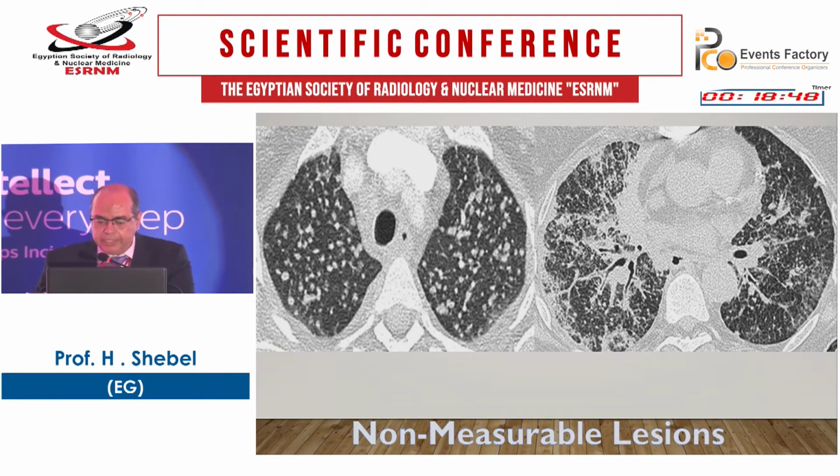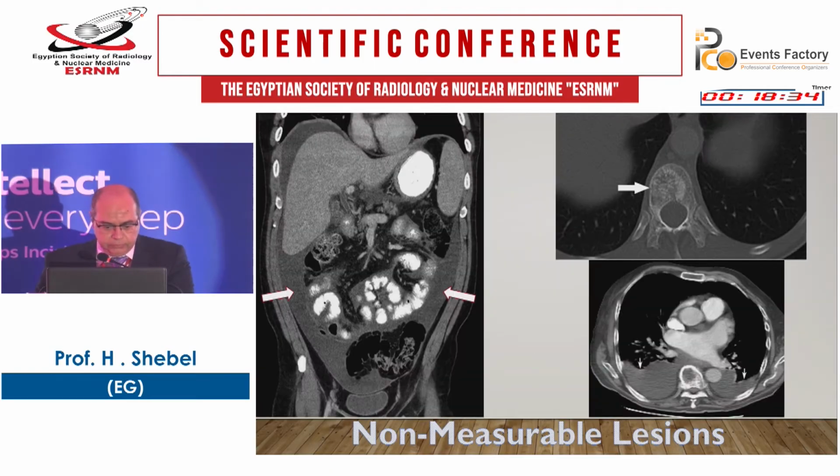This is an example of medullary deposits and medullary shadowing, minute foci below 10 millimeters. So this is a non-target lesion, but of course you should mention it in your report. This is an example of non-target and non-measurable lesions: ascites, bilateral effusion, and bony lesions.